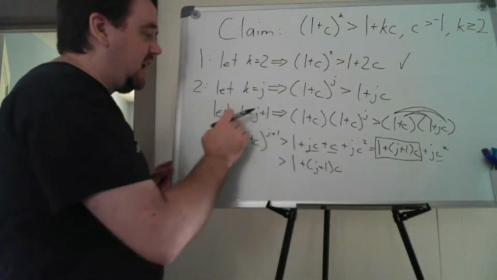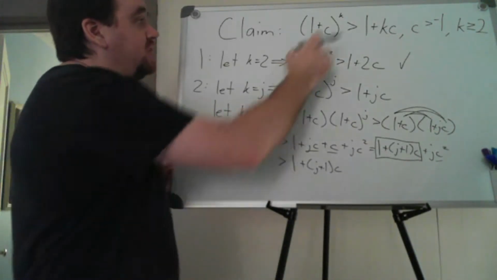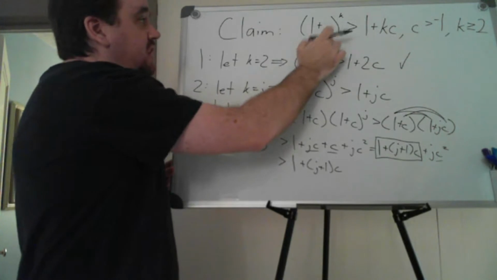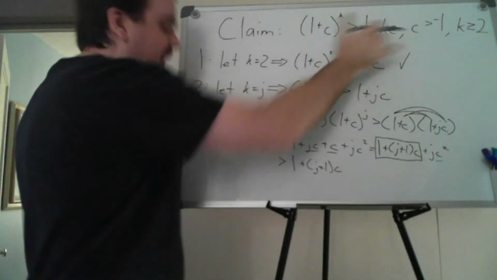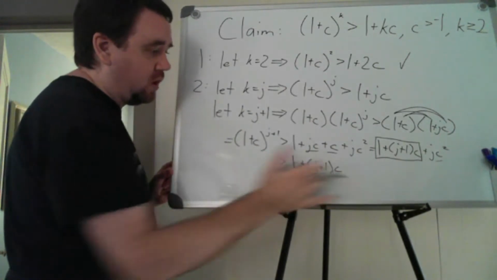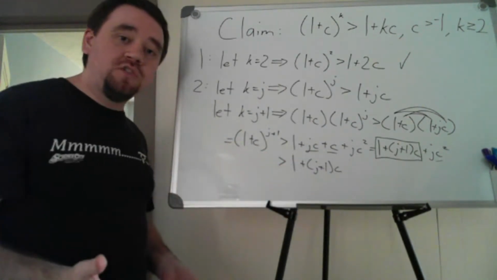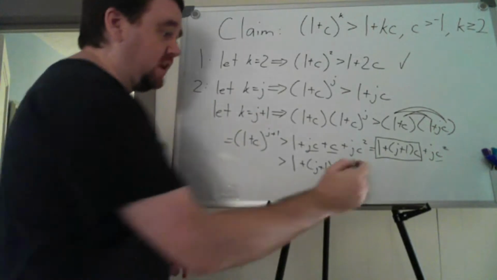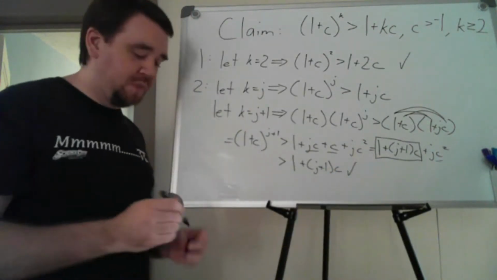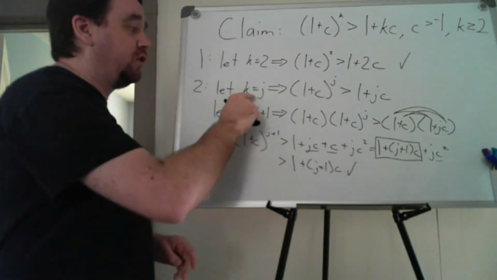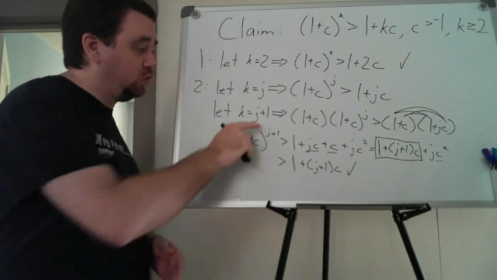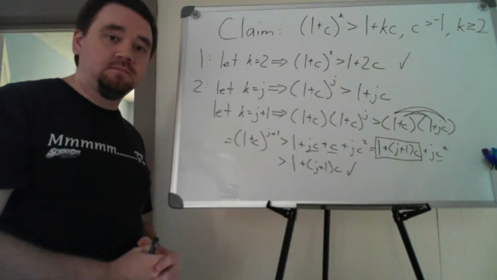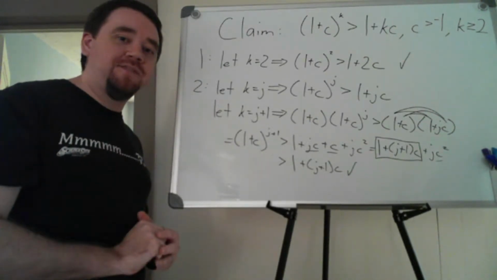We said if k equals j plus 1, I want to put that into my claim. I've got 1 plus c to the k, which is j plus 1, has to be greater than 1 plus kc, where k is j plus 1c. And therefore I've shown it to be true, assuming, so I put a check there, I've done that part, assuming that it's true for some j. So if it's true for some j, it must also be true for some j plus 1. But I have found a j, haven't I?